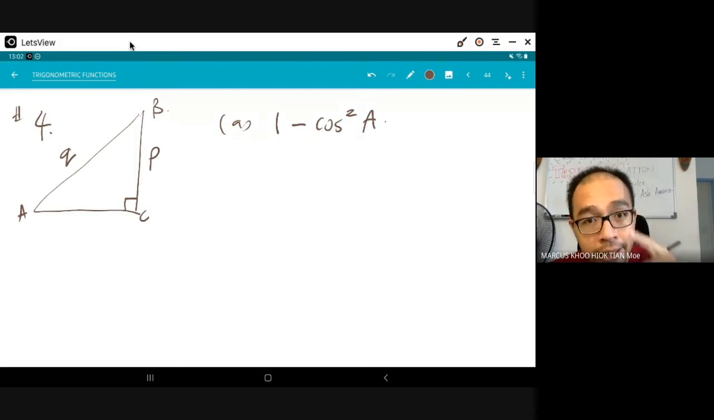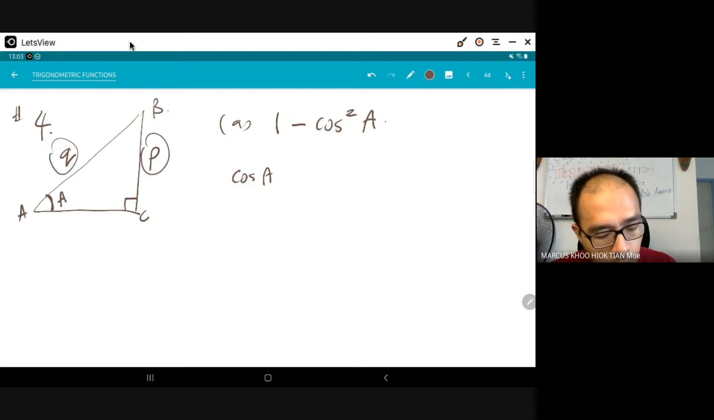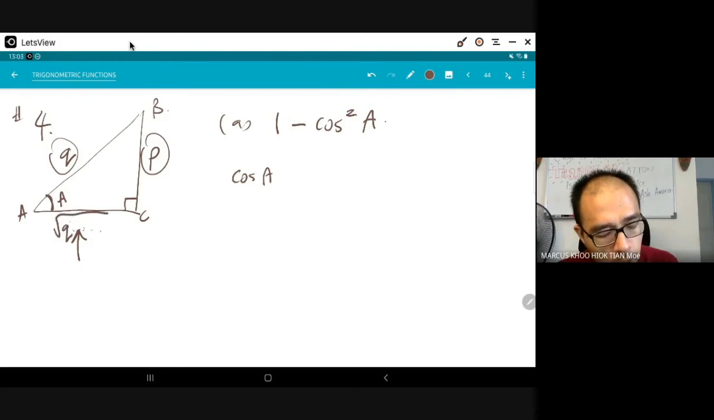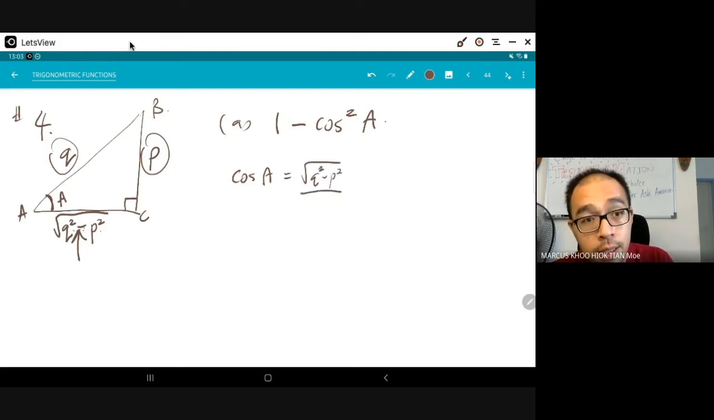Okay, can I do this 1 minus cos squared A without using the identity? Can, I can. What is cos A? A is here. This is angle of A. If this is P and this is Q, what is this value? Square root Q squared minus P squared. Okay, square root of Q squared minus P squared. So cos A will be square root Q squared minus P squared over Q.